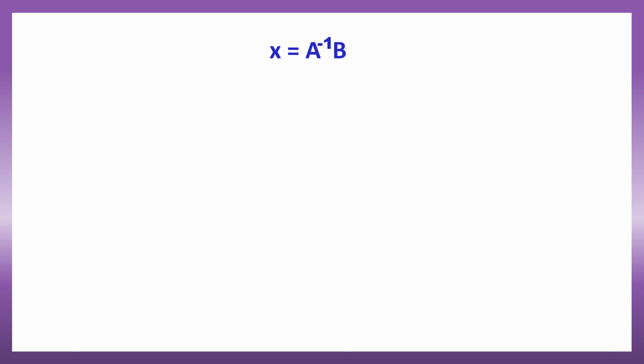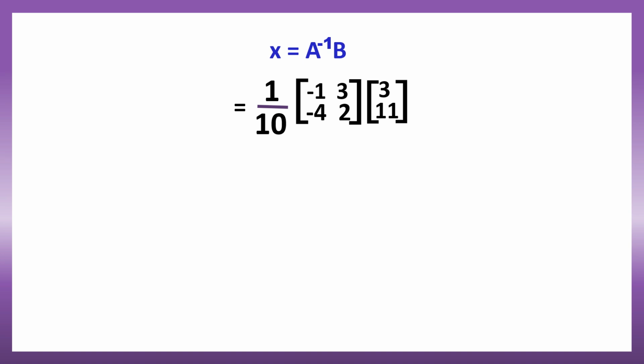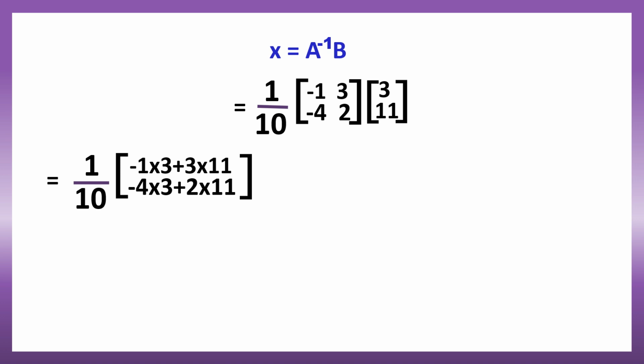X is equal to A inverse B. So 1 by 10 into adj A, that is A inverse, into B. So that is equal to 1 by 10 into minus 1 into 3 plus 3 into 11, that is the first row. Then minus 4 into 3 plus 2 into 11. Here we are multiplying the adj A matrix with the B matrix and keeping the 1 by 10 as such for dividing as the last step.